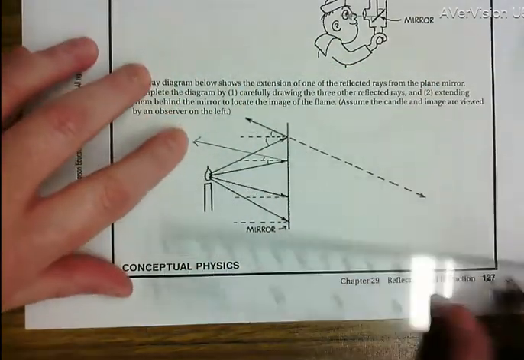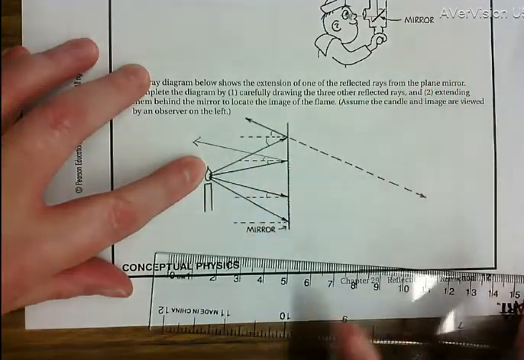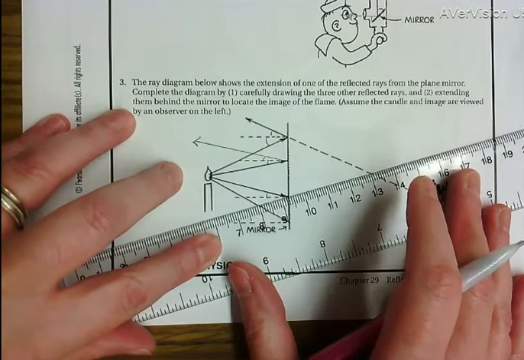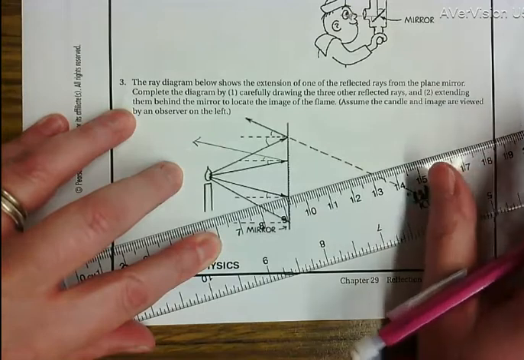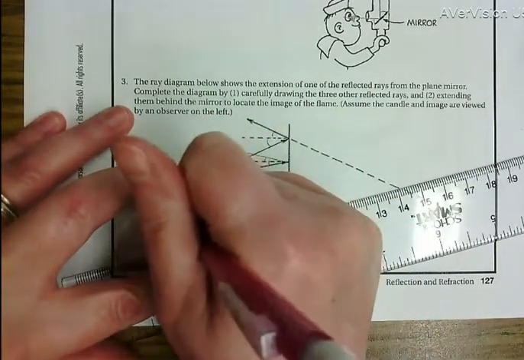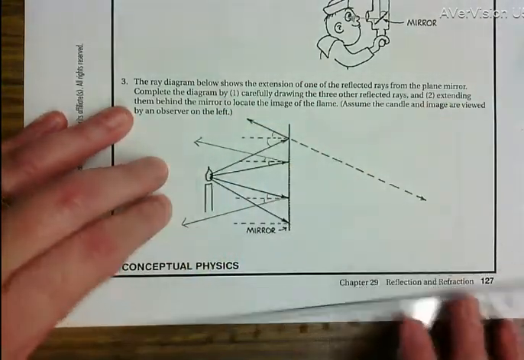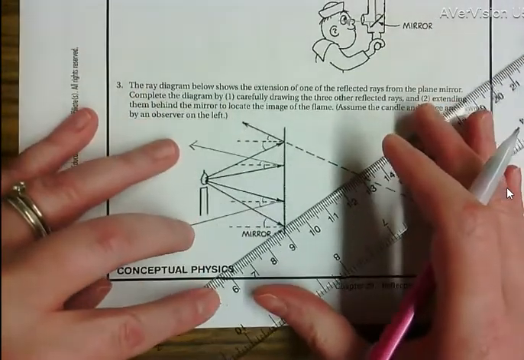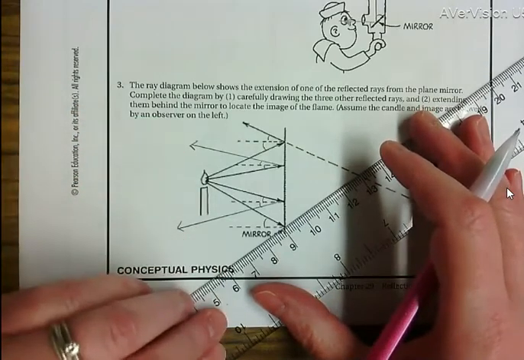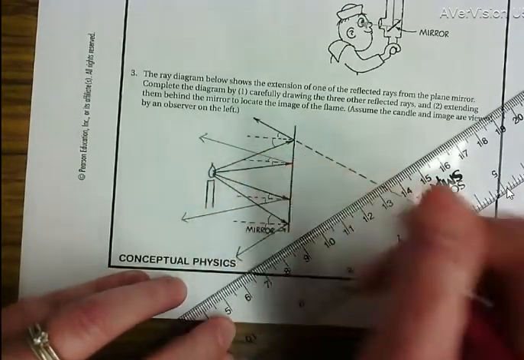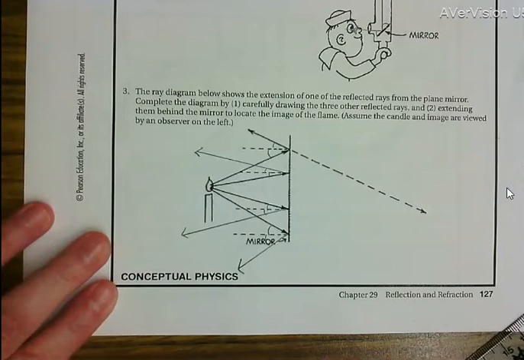Here again, the law of reflection says that angle and the angle of mine that is reflected need to be the same. So maybe about right here. And then this last one is a pretty big angle really. So I'm going to have a pretty big angle right here. So there are my reflected rays.